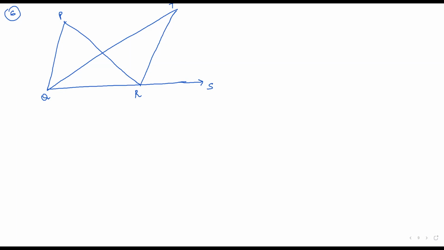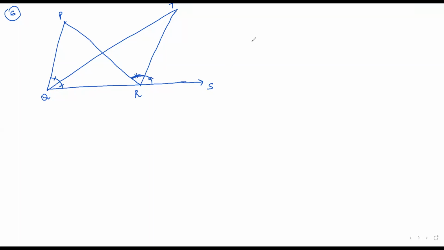Okay. So basically, this was the complete angle, right? And this QT is the bisector of it. So that means this angle is equal to this angle. All right, Adil? Yes. And similarly, this was a complete angle and this RT is the bisector. So this much part is equal to this much part. Fine.